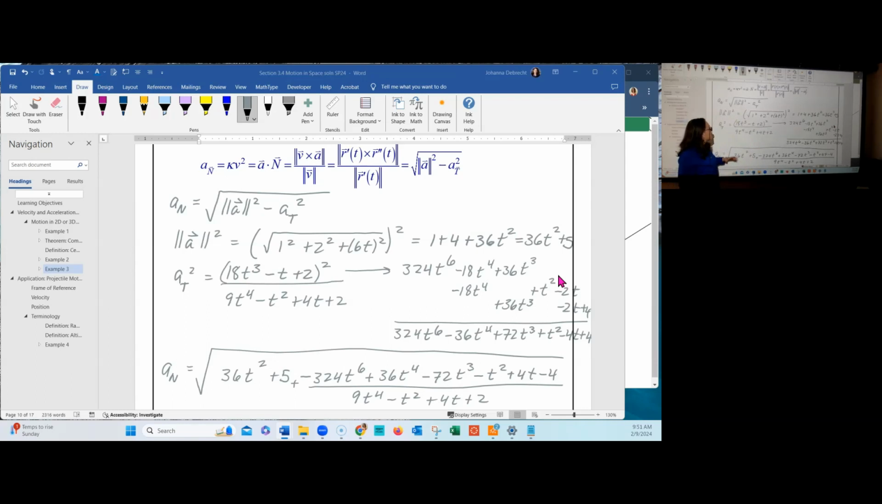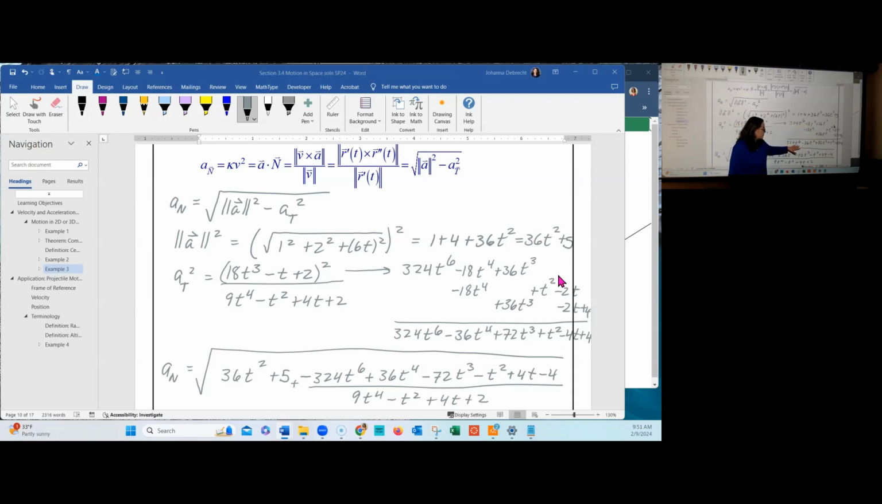It does work. In this case, I needed to find the square of the magnitude of acceleration. So I worked that out and came up with 36t squared plus 5. And then I needed to square the tangential component, which in the denominator simply took off the square root, but in the numerator gave me a trinomial squared. And again, I used this combination of rows and columns to line up like terms under each other.